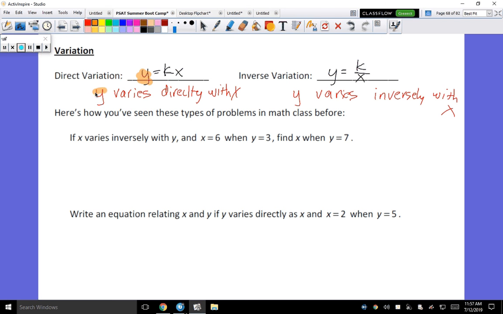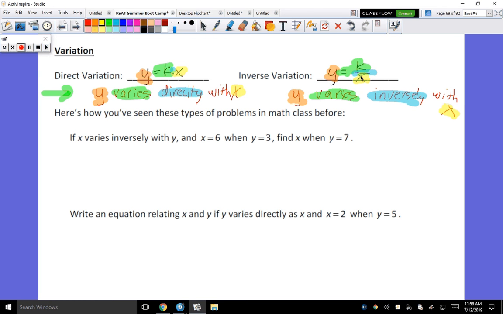Watch the highlights. Y varies, because you're going to be given this, guys, right here. You are going to have to create this, and you are going to have to create this. So y varies, that means equals k. No one would know that. Directly means to multiply, and then with x, it's just your variable. You with me? So let's do it again. Y varies, that means equals k. Inversely, that means to divide, and then with x.